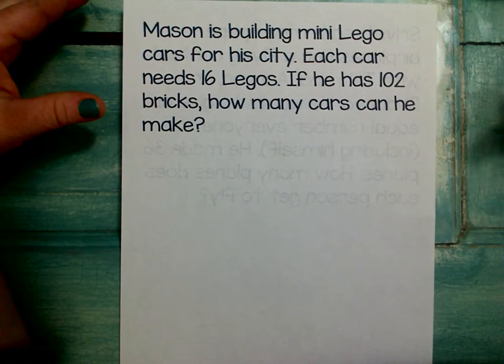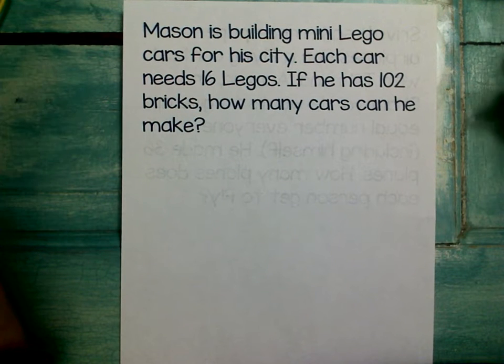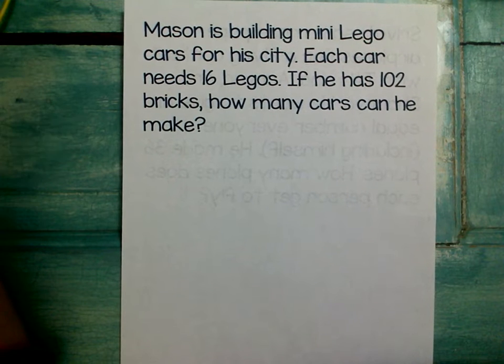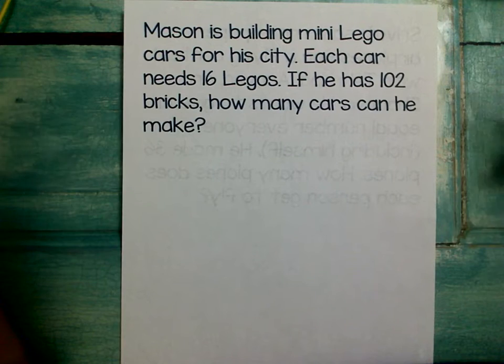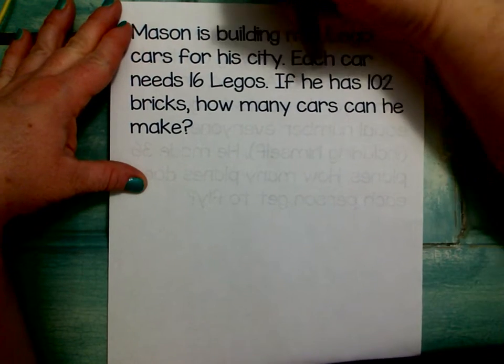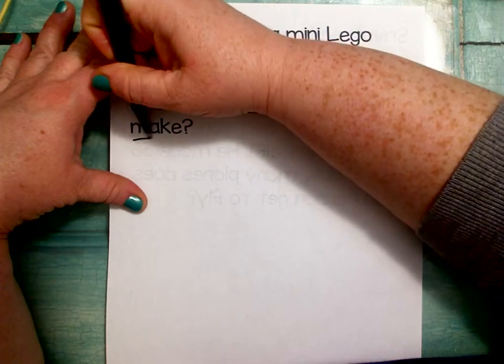All right, so first thing off, just like normal, I'm going to read this word problem. Mason is building mini Lego cars for a city. Each car needs 16 Legos. If he has 102 bricks, how many cars can he make? So first of all, I want to ask myself, what is this problem asking? Because we follow the engineering design process, the EDP. What is it asking me? Well, it wants to know how many cars he can make. That's kind of the most important thing.